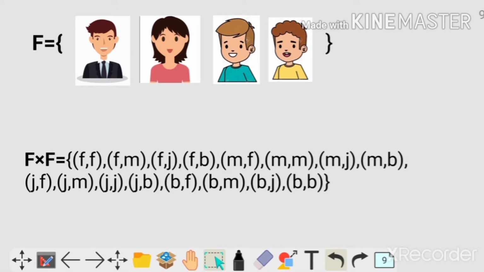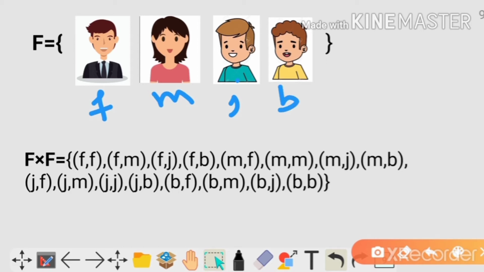This is the old example of lesson 1. Let me briefly tell you about the set. F is John, his father, mother and brother, and F cross F is the Cartesian product. As per the definition of reflexive relation, F contains 4 elements, so all the 4 identical elements, that means (F, F), (M, M), (J, J) and (B, B), must belong to the relation to be reflexive. Let's go to the examples.